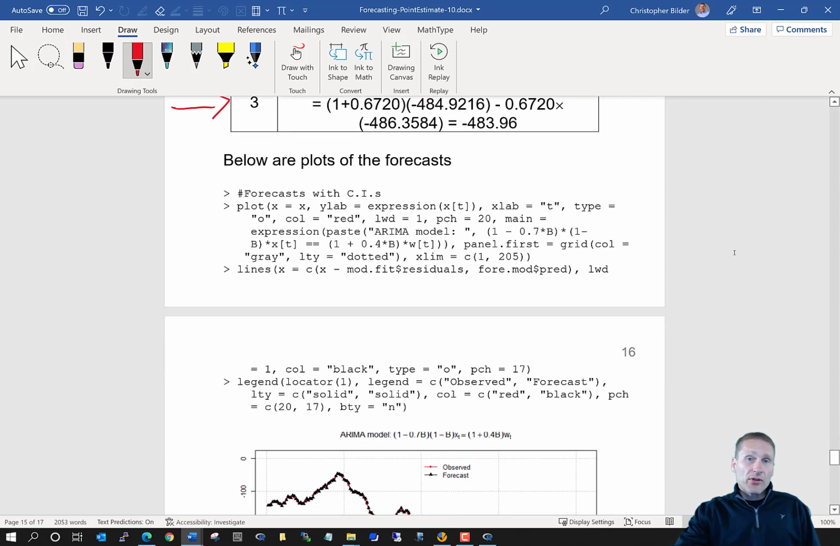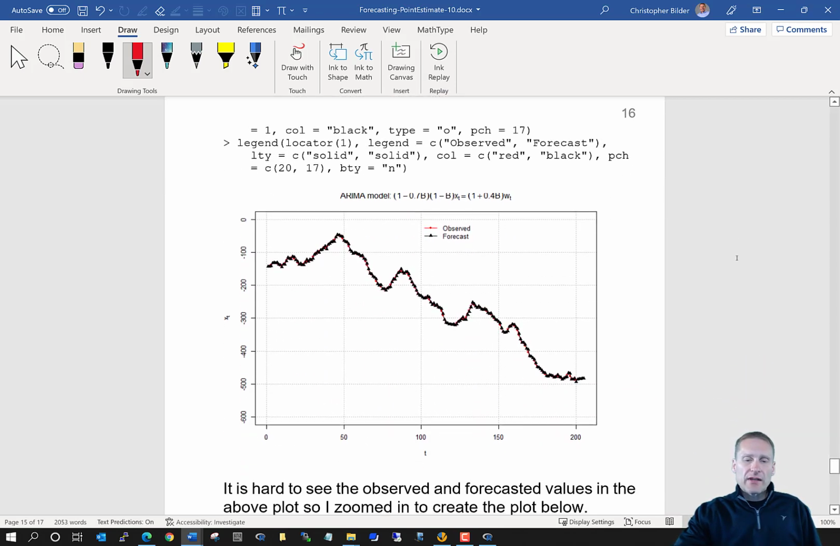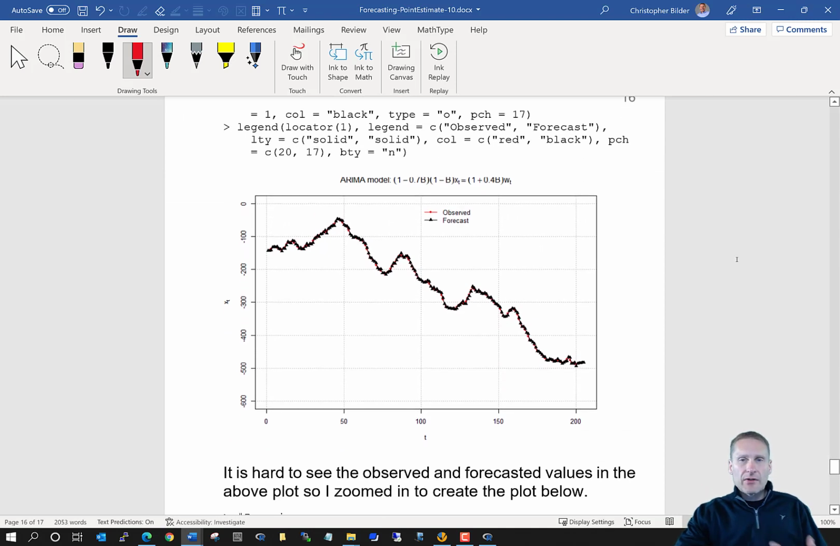So let's take a look at a plot of the forecast as well. I use my standard plotting methods here. So I plot my data. I use the lines function to get both my predicted values from t equal 1 to 200 and the 5 forecasted values on my plot. And then I use a legend to allow me to identify what each line represents. And this is what we get.